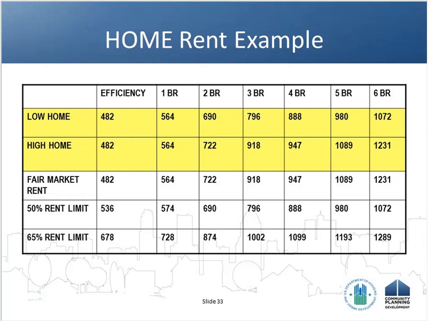So our efficiency or 0 bedroom units, and then by bedroom size, we'll see that the rents go up based on the size of the unit. And those are broken down between Low HOME and High HOME rents. In some cases, they might be the same. So for instance, when we look at efficiency and 1 bedroom, we see that the High and the Low HOME rents are exactly the same. It's because they're calculated a little bit differently on that.